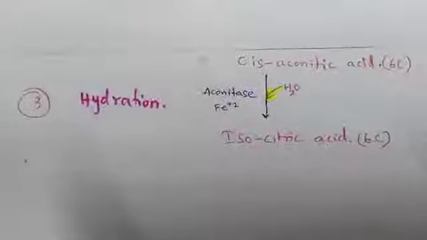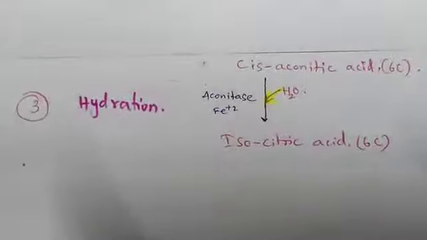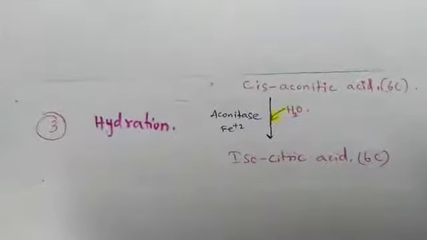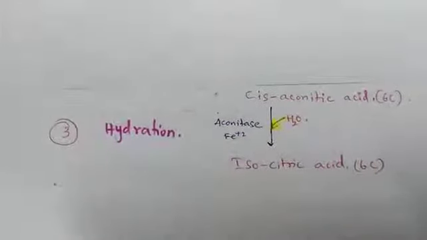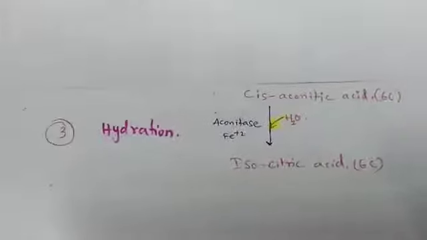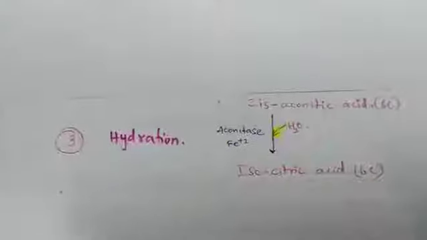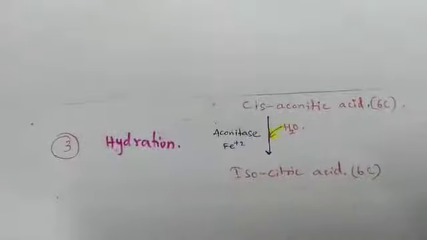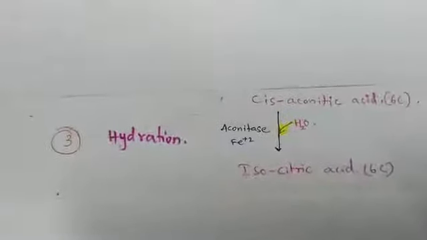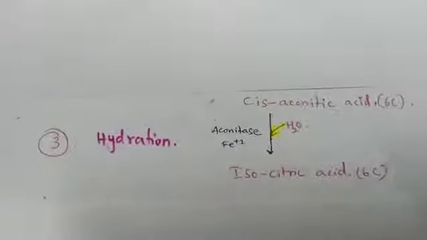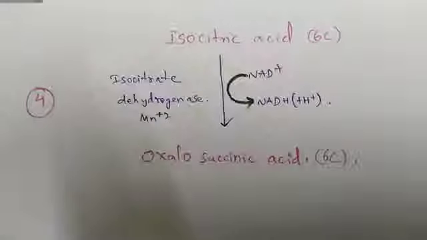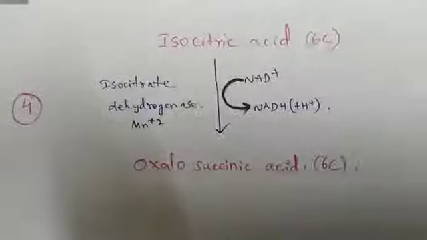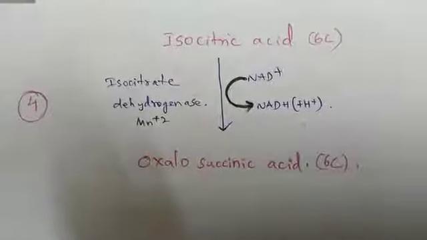The third step in the Krebs cycle is hydration, in which a water molecule is added. That is, cis-aconitic acid forms isocitric acid by forming a bond with a water molecule in the presence of aconitase and Fe+2 ion. This is termed hydration. The fourth step in the Krebs cycle is oxidation. Let us term it oxidation 1.